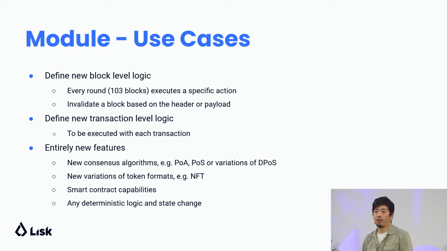With all these features, we can also implement something like a new consensus algorithm, like proof of authority, proof of stake, or any other various DPoS implementation. But not only that, we can implement any deterministic and state-changing logic, which can be an FD implementation, which Manu will explain later, or a smart contract platform, or any other things.